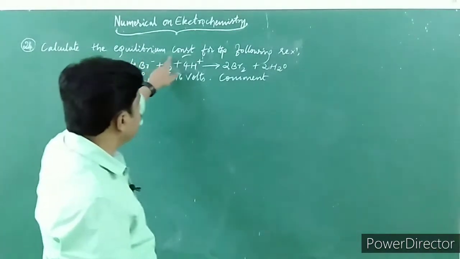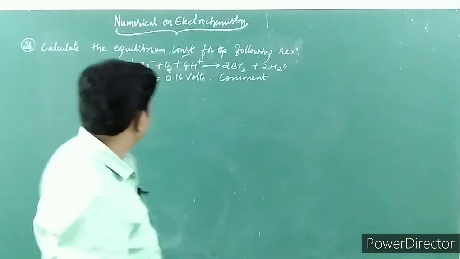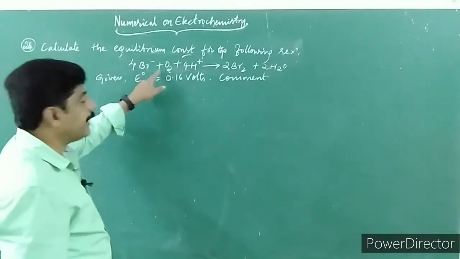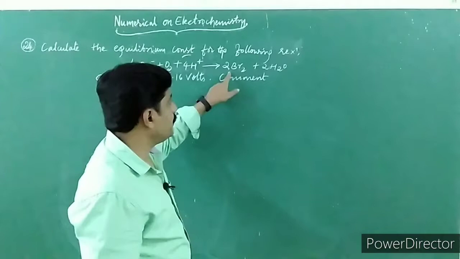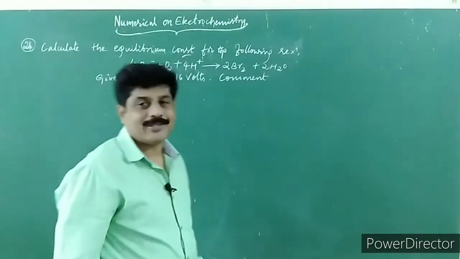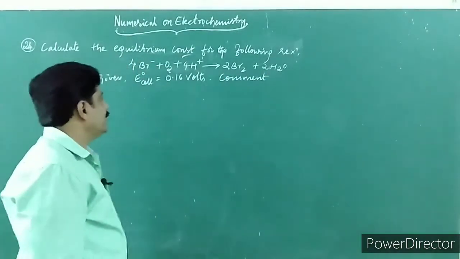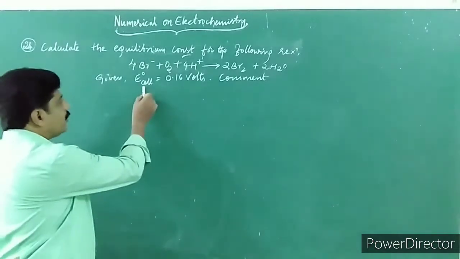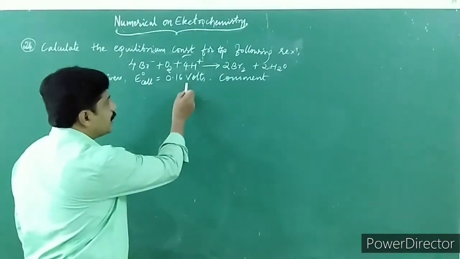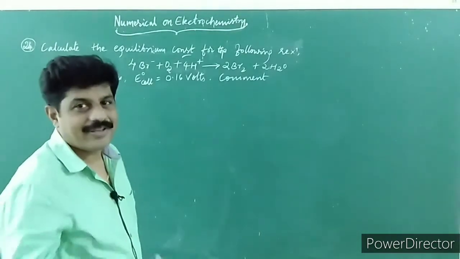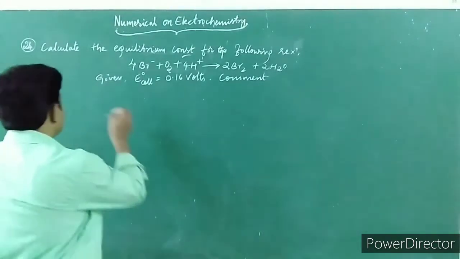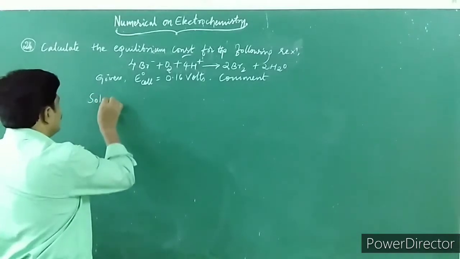Calculate the equilibrium constant for the following reaction. The reaction is 4Br⁻ + O2 + 4H⁺ giving rise to 2Br2 + 2H2O. Is it not? Now, given E° cell is equal to 0.16 volts. Children, very simple numerical. Let me solve this numerical.